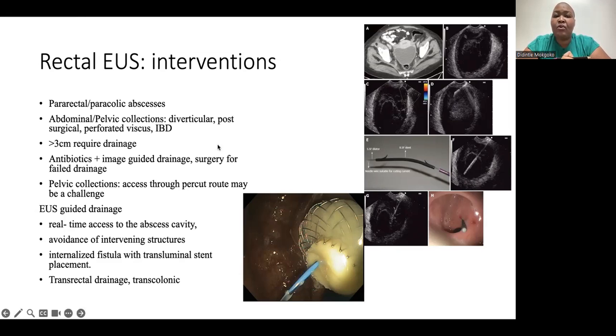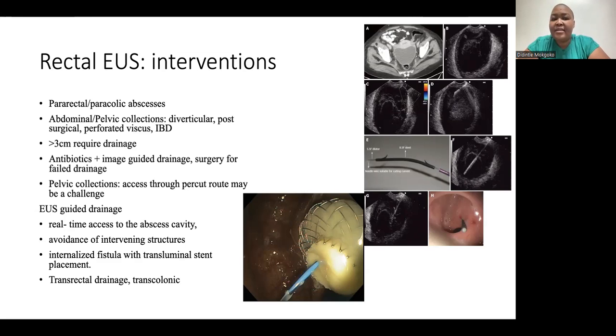With pelvic collection, of course, the problem is you're going into an area of high vascularity, lots of viscera involved, bowel and other pelvic organs. And the issue is that the percutaneous route may not be available, meaning you may not be able to access the collection itself through the percutaneous route.